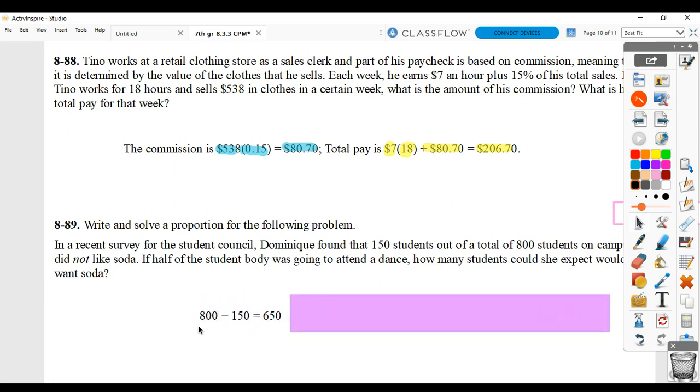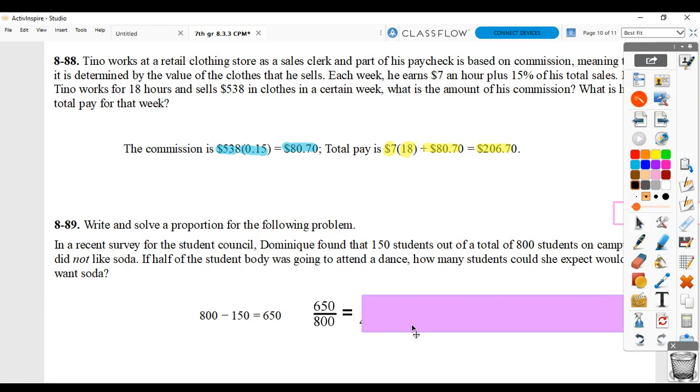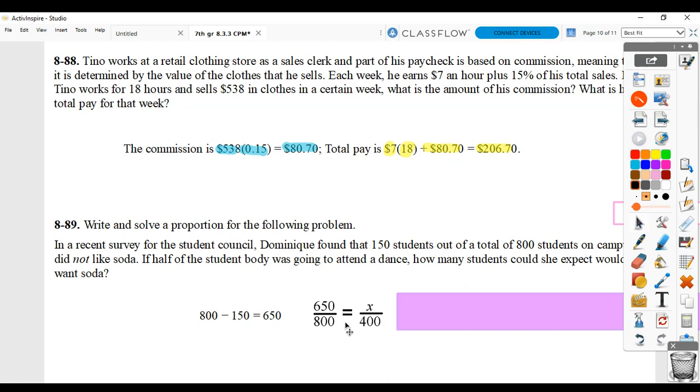So what you'd want to do first is to say, all right, 800 minus 150 is 650. So 650 out of 800 did not like soda. And we want to know what that would be out of half of the student body, or 400. I darkened these fraction lines since those were kind of hard to read. So 650 out of 800 is equal to how many out of 400? You can do cross products or you can reason it out. 325 students would not want soda.